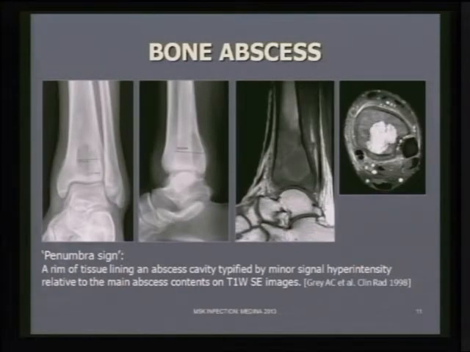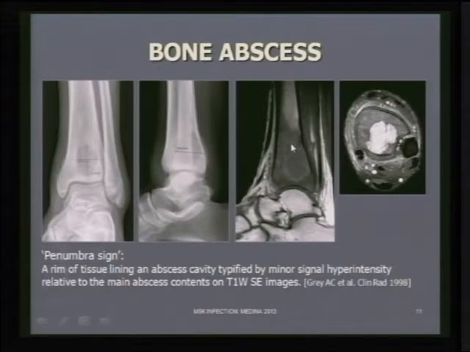Again, another case, we can see an irregular lesion in the distal metaphysis of the tibia. Now, when we look at just the plain radiograph, all we have is a lytic tumour causing mild bone expansion and a bit of periosteal response on the posterior aspect of the tibia, with some soft tissue swelling. And I think at this stage, we cannot say whether we're dealing with an abscess or a tumour. Once we see the MR, we see the sign that I've mentioned to you, the penumbra sign.